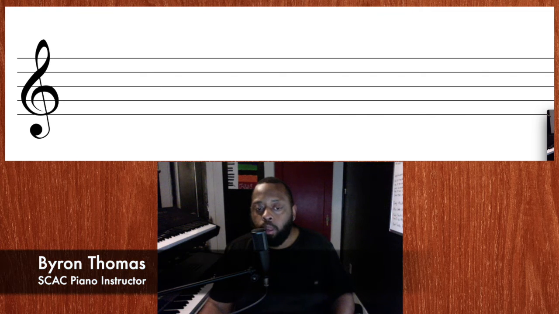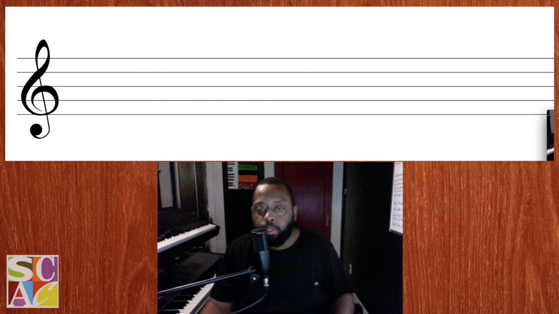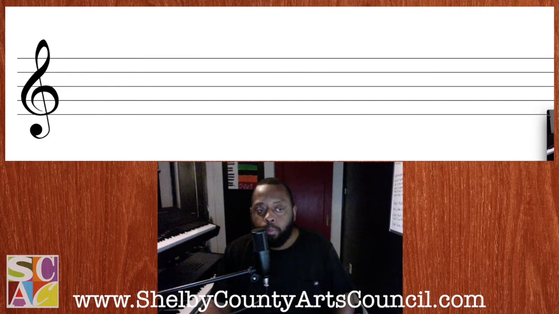Now let's move along to time signatures. Time signatures play a very important role as to how we count music. Let me show you. Right here in this example, we have a treble clef with 5 lines and 4 spaces.